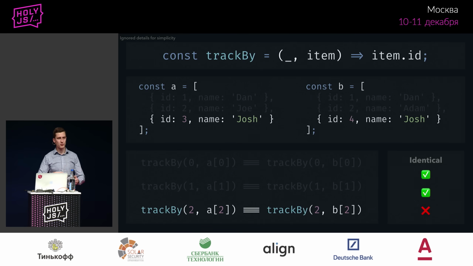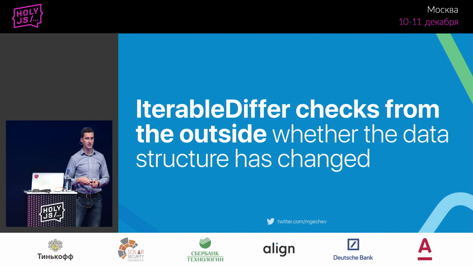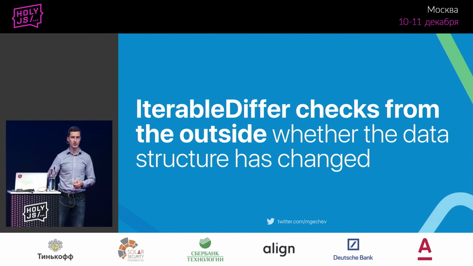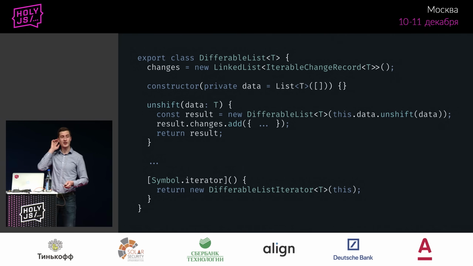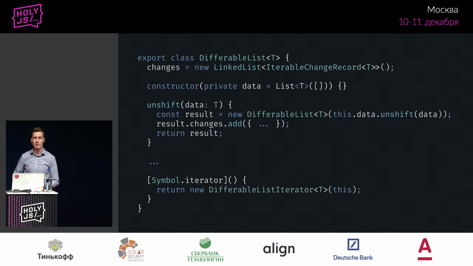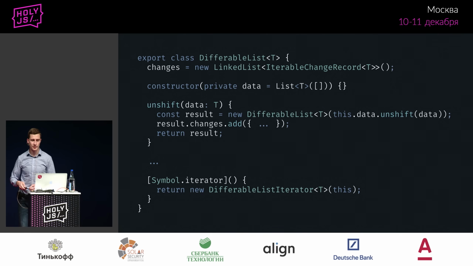So after that, ngFor is just going to render the difference. But notice that the iterable differ checks from the outside whether the data structure has changed or not. So it uses it as a consumer. But the data structure knows best whether it has changed or not. So what we can do is implement a custom data structure inspired from another functional programming concept that we're going to mention in a little bit.